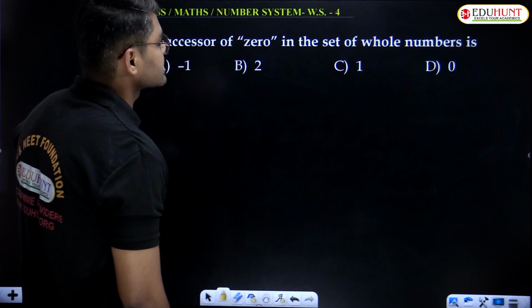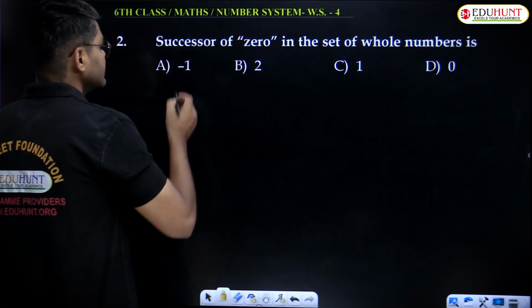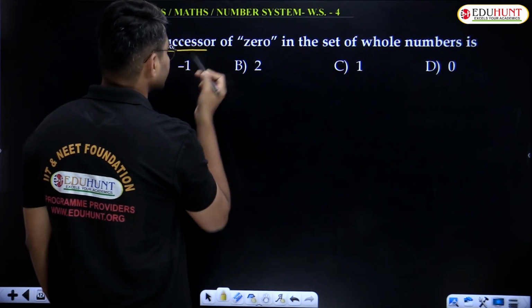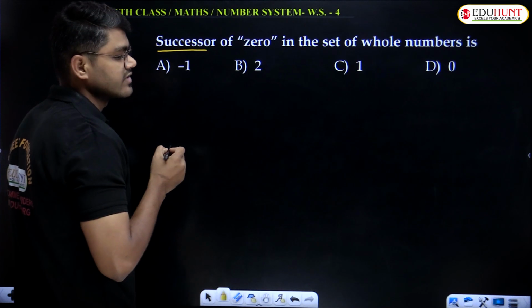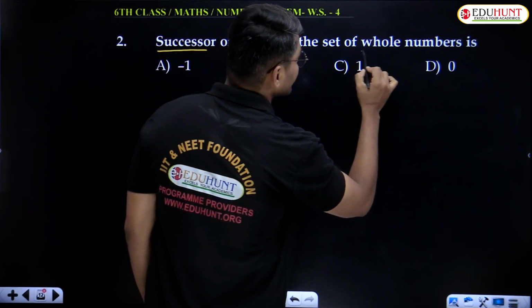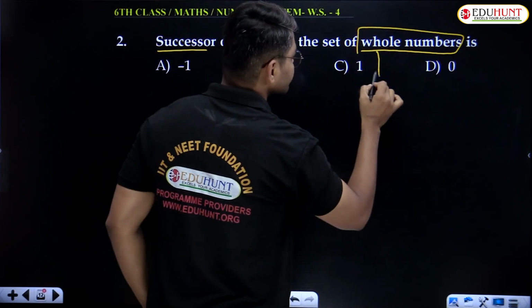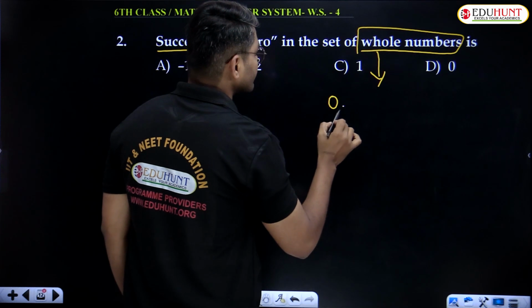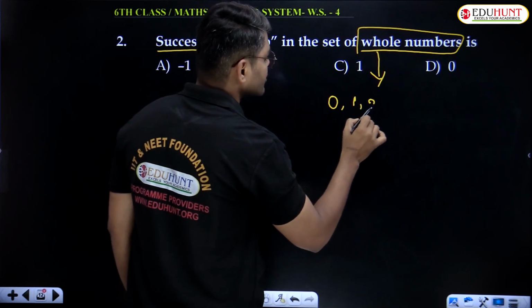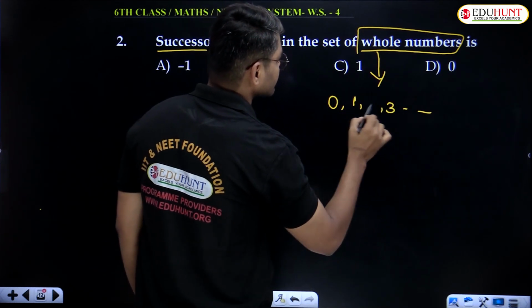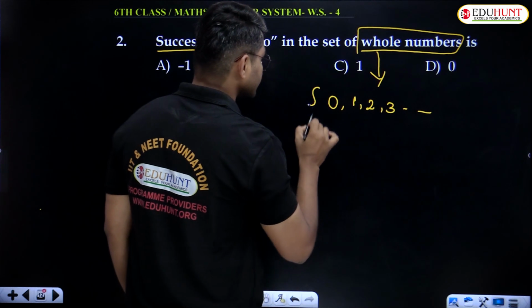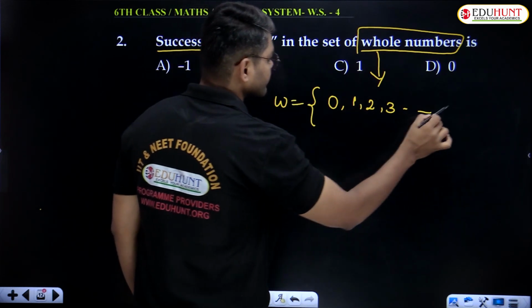Successor of 0 in the set of whole numbers. Successor of 0. Here we have to understand word by word meaning. In the set of whole numbers, what are whole numbers? First we have to understand. Those are 0, 1, 2, 3 and so on. This is represented by W.